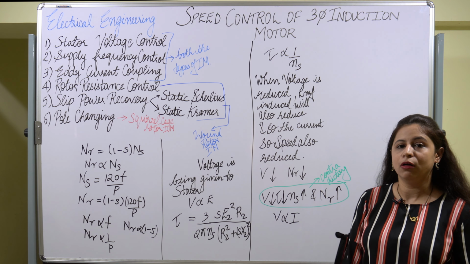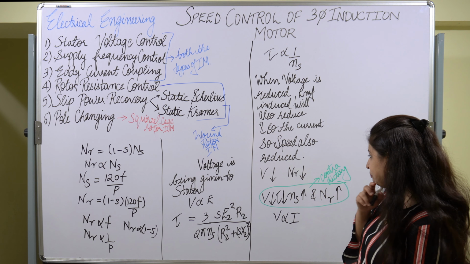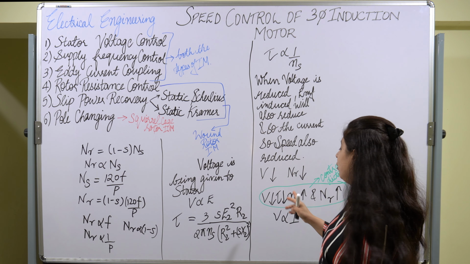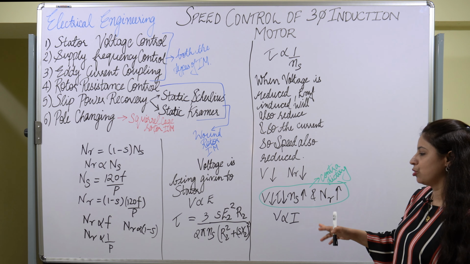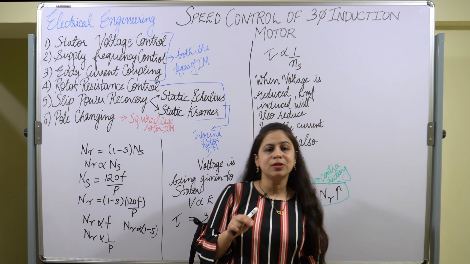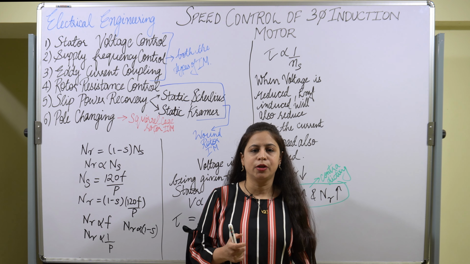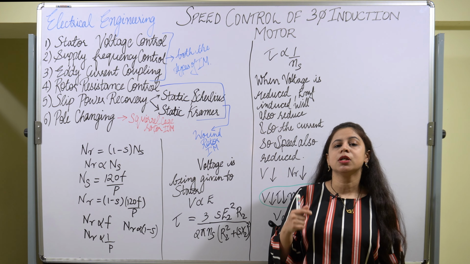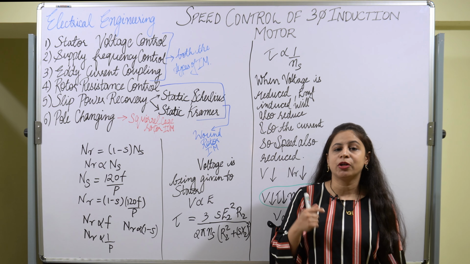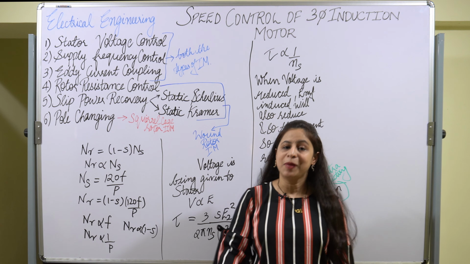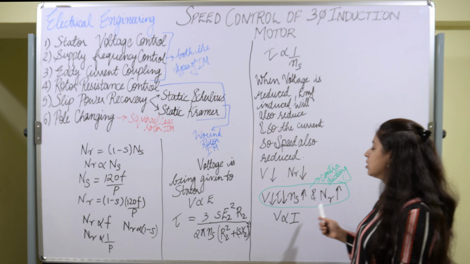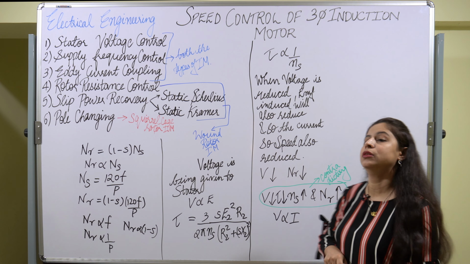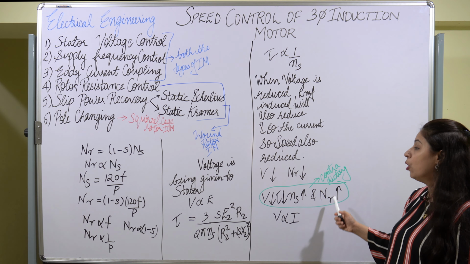According to Ohm's law. Okay, so when my voltage is reduced, my speed is reduced, my current is reduced, and my torque is also reduced. So such type of method is only used in applications where my torque reduces along with the speed. This condition will never be satisfied otherwise.